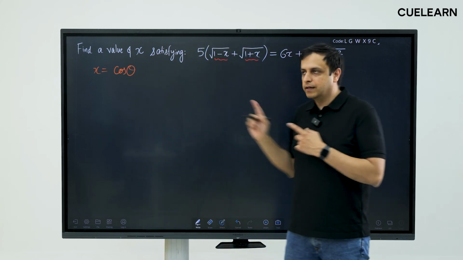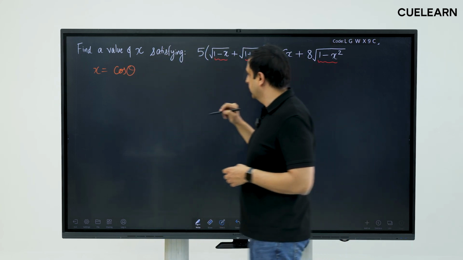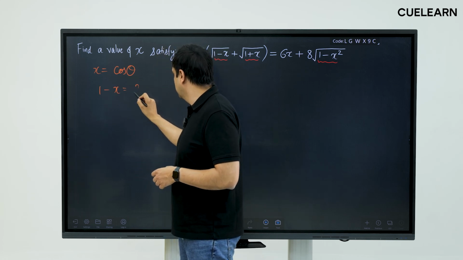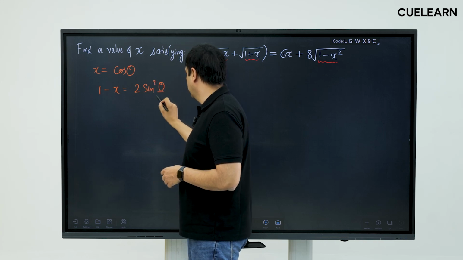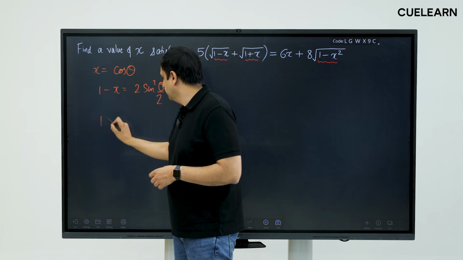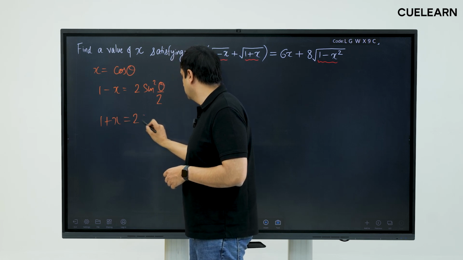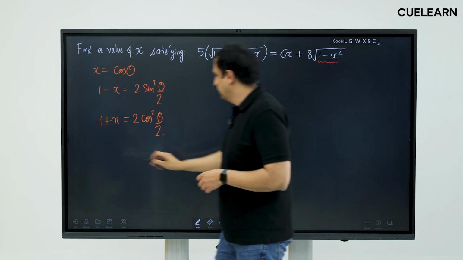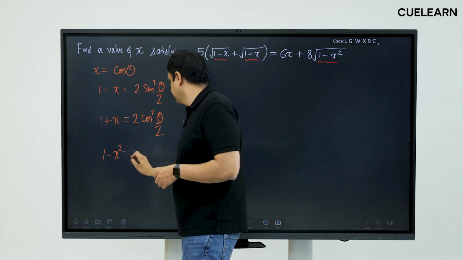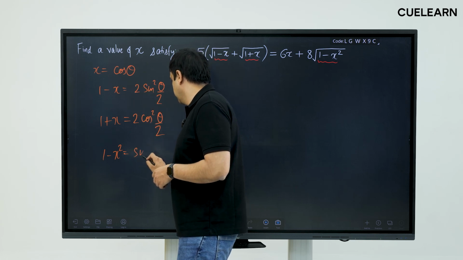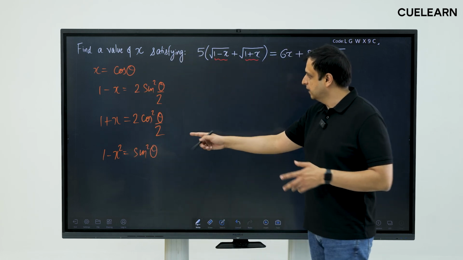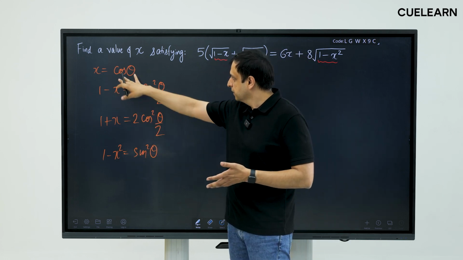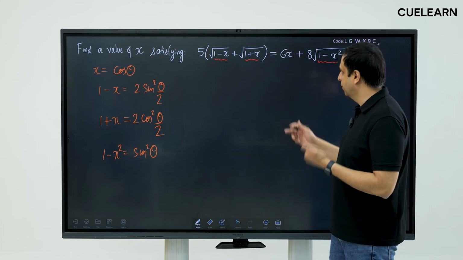cos theta. And what that does is, if I have 1 minus x, which is 1 minus cos theta, it will become 2 sine square theta by 2, and 1 plus x, which is 1 plus cos theta, will become 2 cos square theta by 2. And then I also have 1 minus x square, which will become 1 minus cos square theta, which is simply sine square theta. And you see that we've managed to convert all these expressions into perfect squares with this substitution x equal to cos theta. Okay, so let's do that.